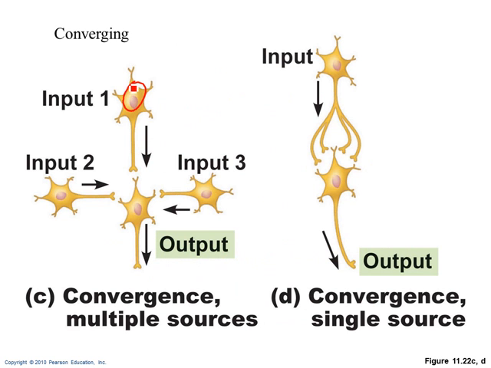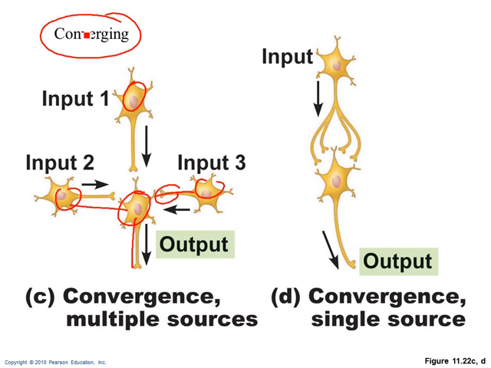Sometimes several different neurons will all affect the same neuron. If you need a response, you want a lot of information, a lot of stimuli, you have three different neurons, they all stimulate this one, and you get a bigger response. This converging pathway can also be seen when you're making a memory.